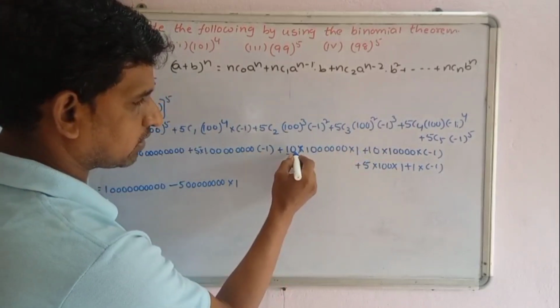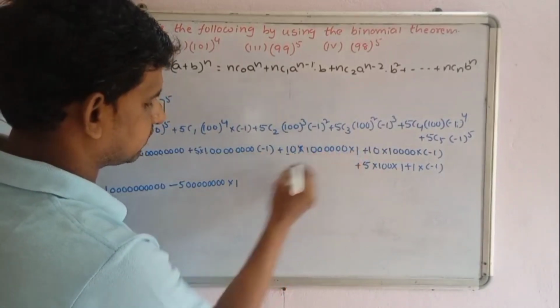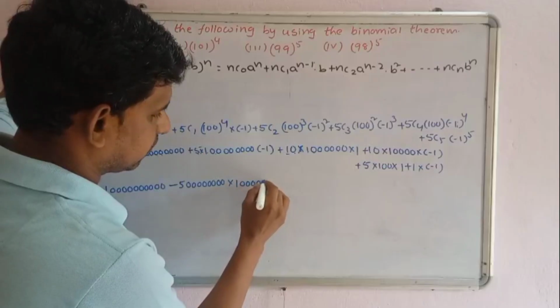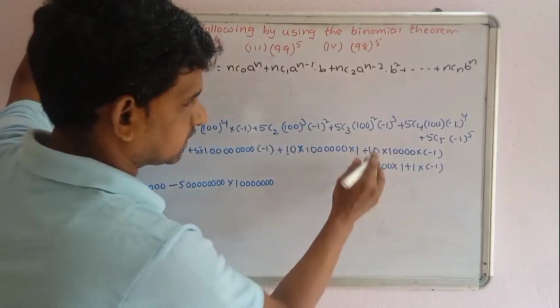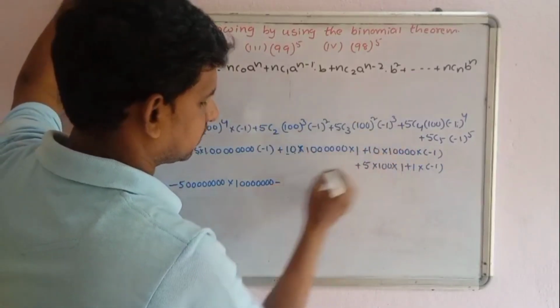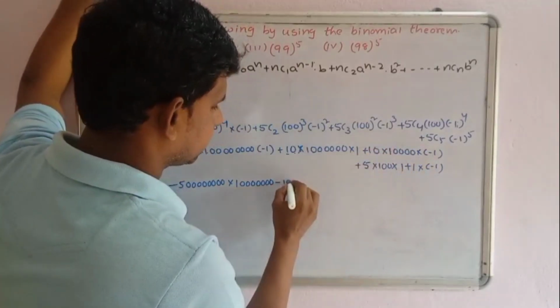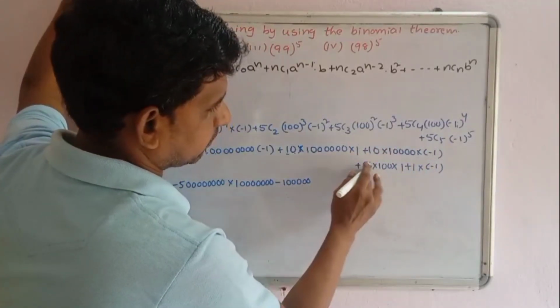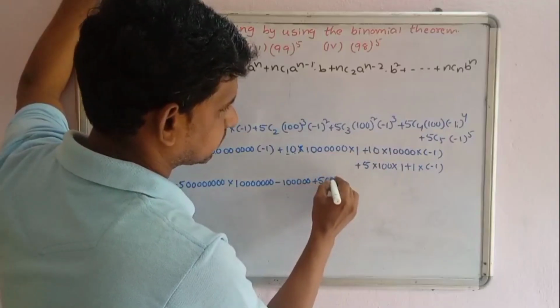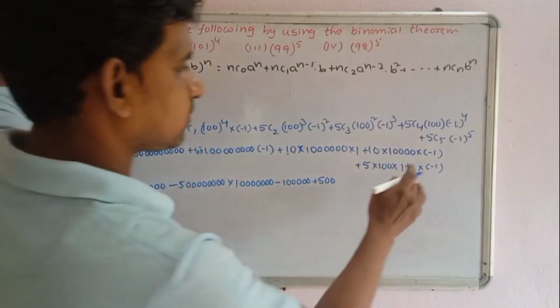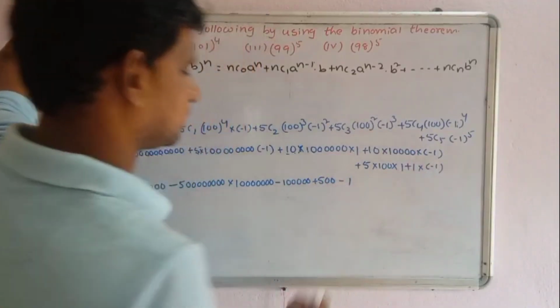1 into 1 is 1. How many zeros are there? 1, 2, 3, 4, 5, 6, 7. Plus into minus. 1 into 1, 1. Again 1 into 1 is 1. How many zeros are there? 1, 2, 3, 4, 5. 5 into 100 is 500. Next, plus into minus is minus 1.